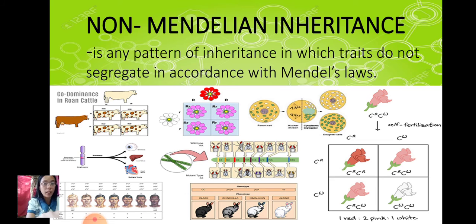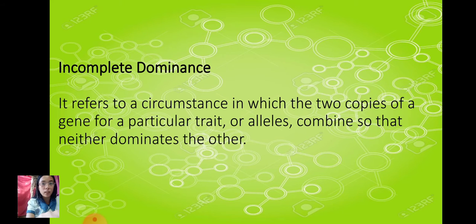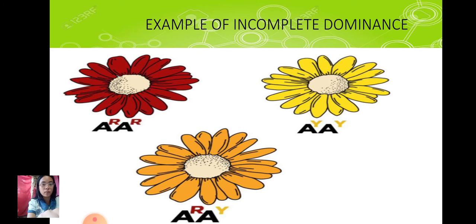Non-Mendelian inheritance is any pattern of inheritance in which traits do not segregate in accordance with Mendel's laws. Incomplete dominance refers to a circumstance in which the two copies of a gene for a particular trait, or alleles, combine so that neither dominates the other. Neither allele is dominant. When an organism is heterozygous for a trait, it will show a third phenotype. The third phenotype is a blend of the other two. In this example, the letter A represents the gene, and big R and Y represent the different alleles.